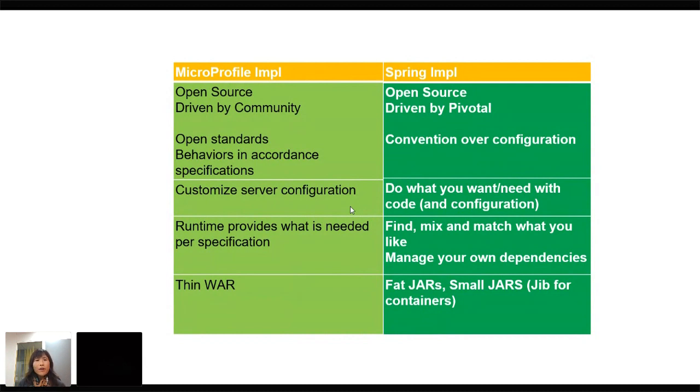And in MicroProfile, we promote thin wars, basically because all the implementation is in the MicroProfile runtime. Your application is pretty much small. You only contain your business logic. In Spring, you can either do fat jars, basically you package all the libraries with you, or you use Zip for containers to come up with a small jar. With that, that's all for the comparison. Can you go to next, please?